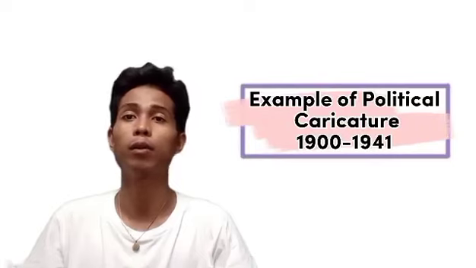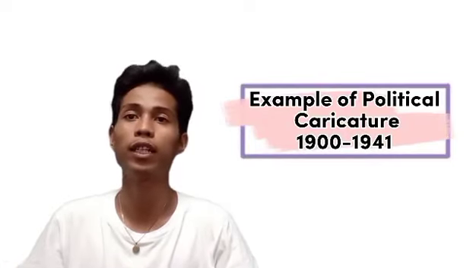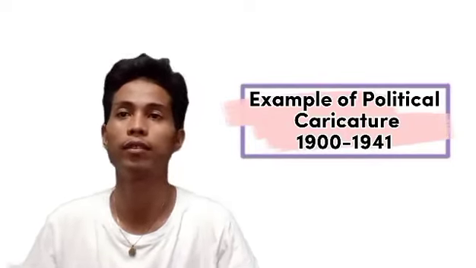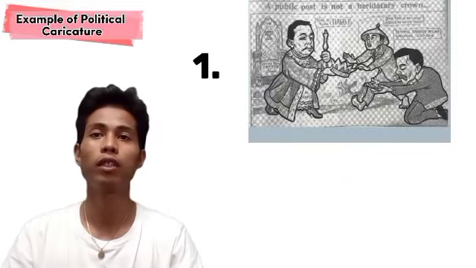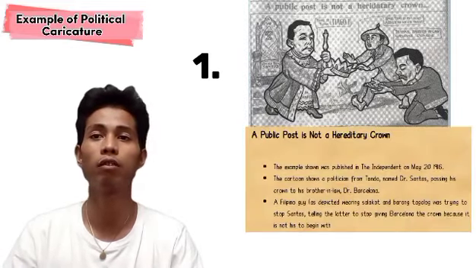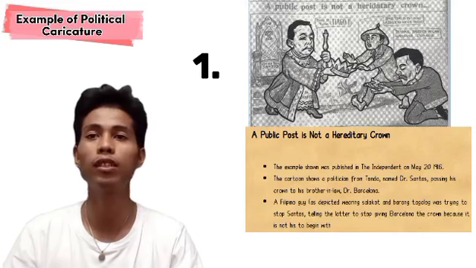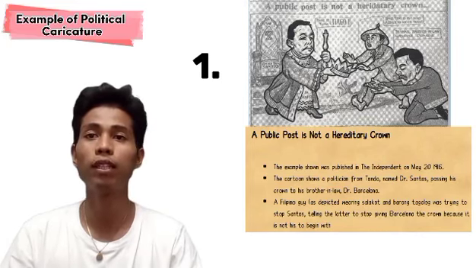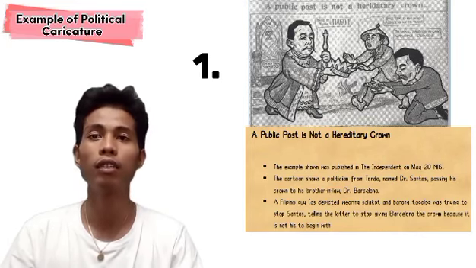Here are some examples of political caricatures from the 1900s to 1941. The first picture shows that Dr. Santos wants to give his crown to his brother-in-law, Dr. Barcelona. But there's one guy wearing a salakot and barong trying to stop Dr. Santos because he's not in agreement.